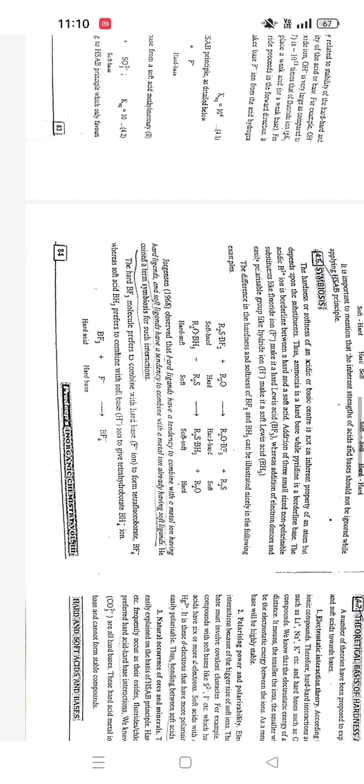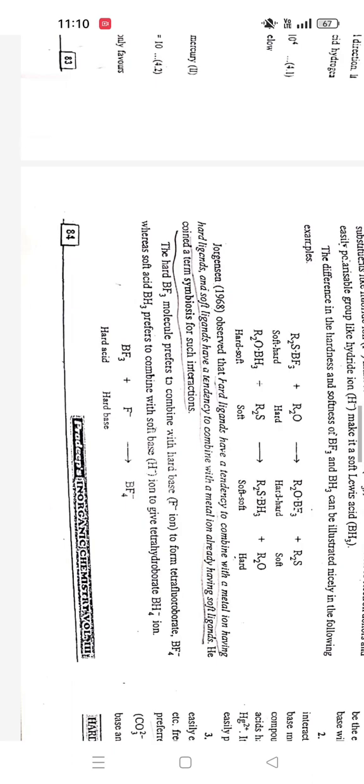Article 4.6 Symbiosis. Jorgensen in 1968 observed that hard ligands have a tendency to combine with a metal ion already having hard ligands, and soft ligands have a tendency to combine with a metal ion already having soft ligands. He coined the term symbiosis for these interactions.